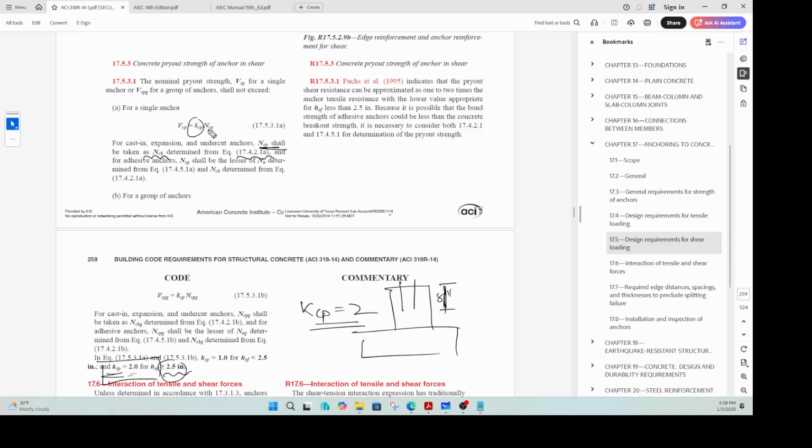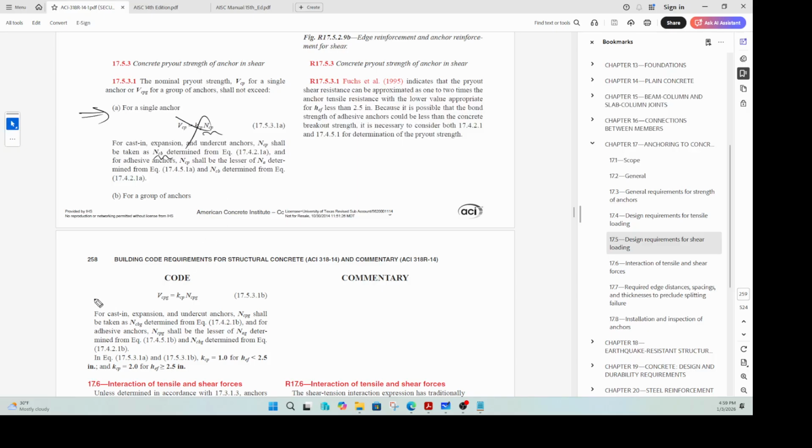Okay. Now, how do you find NCP? Sorry, this is for a single anchor, so not this equation. We have to go to that equation, NCPG, which you multiply by KCP. KCP is still the same. NCPG shall be from that particular equation. Okay, and if it is adhesive anchors, then we are not here, so we don't have to worry about that. So that is 17.4.2.1, which is section 17.4, which is page 236.